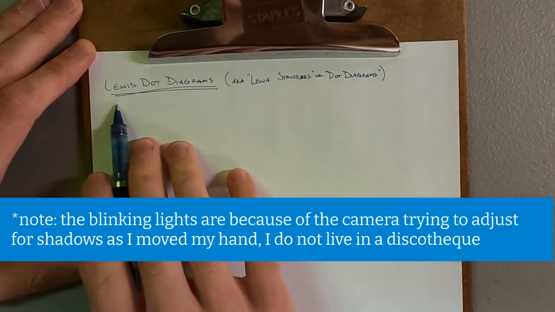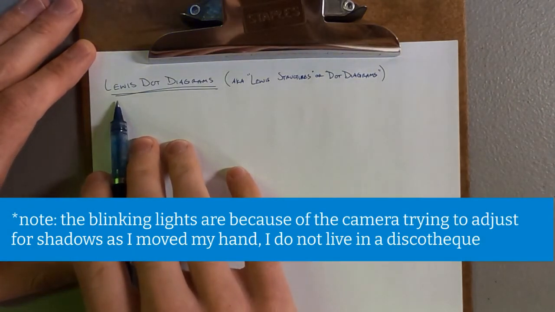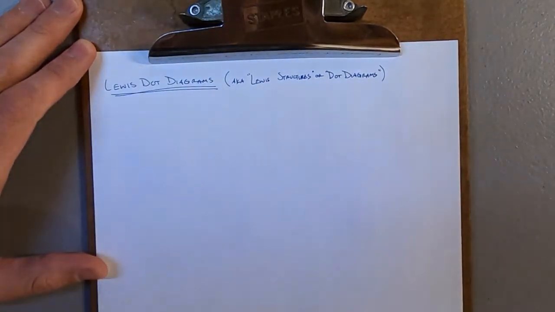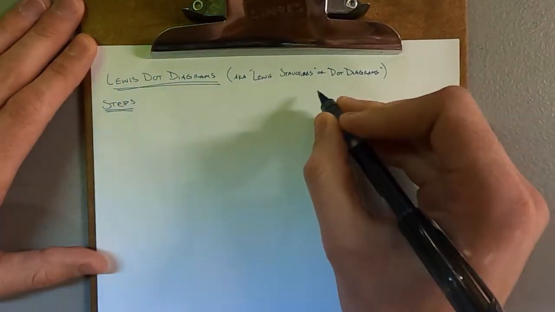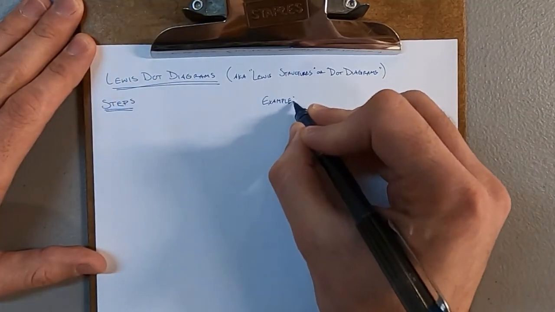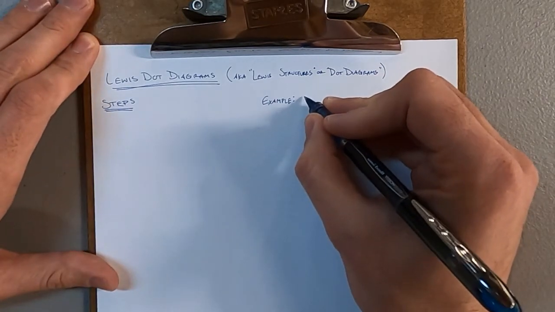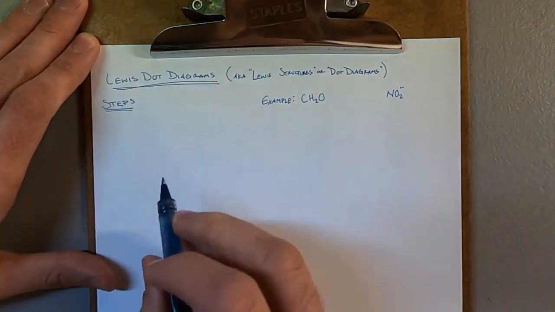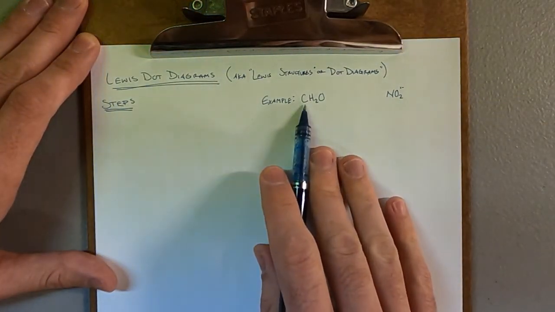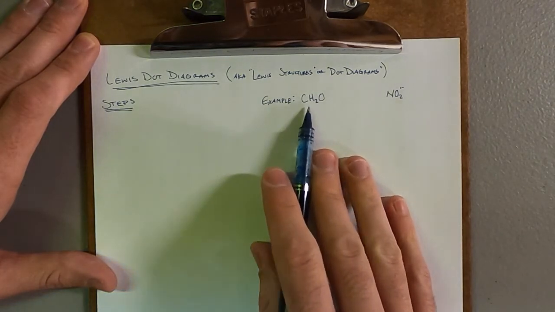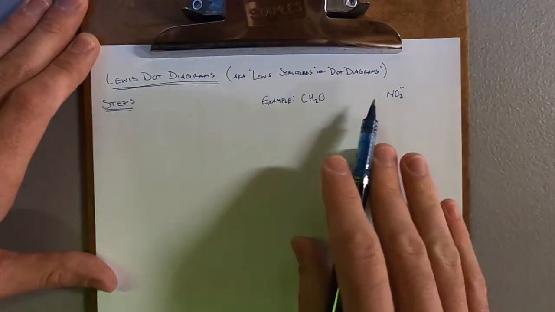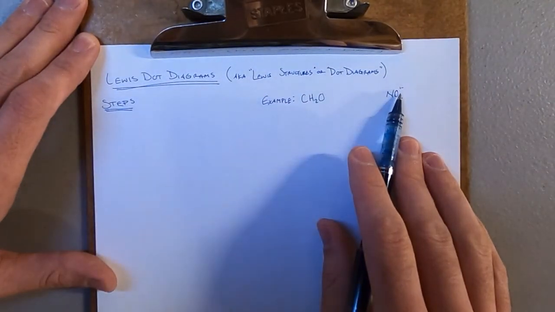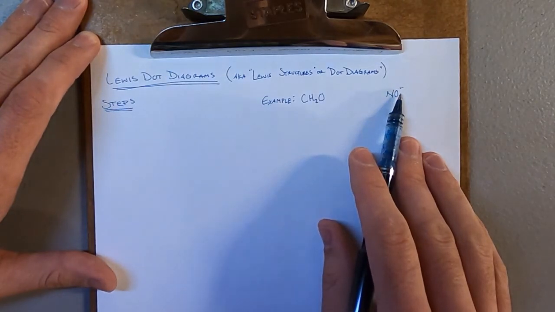So I'm going to go through the 5 steps to drawing a Lewis dot diagram for high school students, and we'll look at 2 examples over here. The examples I'll work through are CH2O, which is called formaldehyde, and this NO2 with a 1- charge, which is actually called nitrite. It's an example of something called a polyatomic ion.